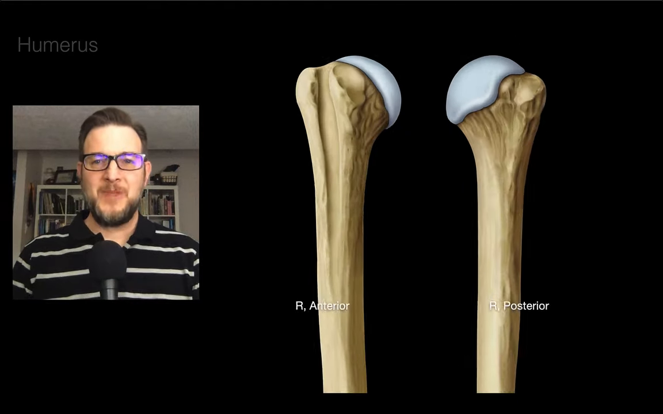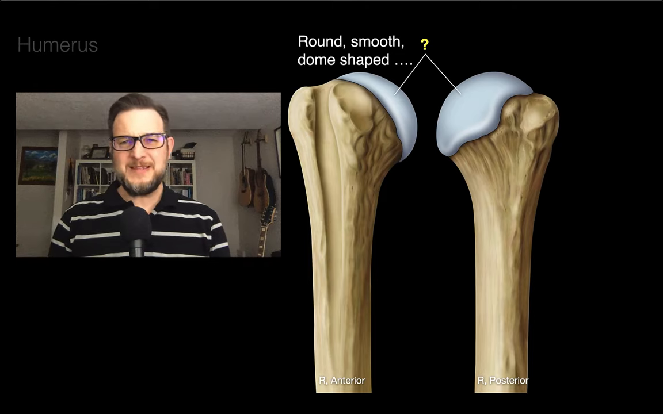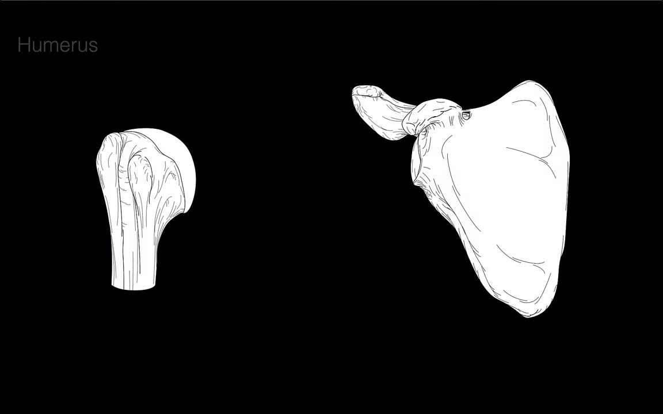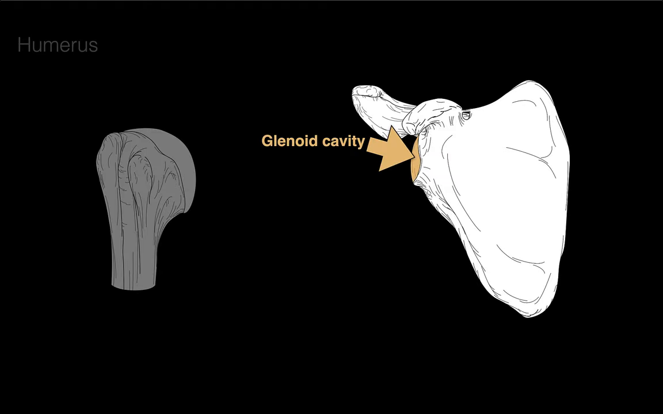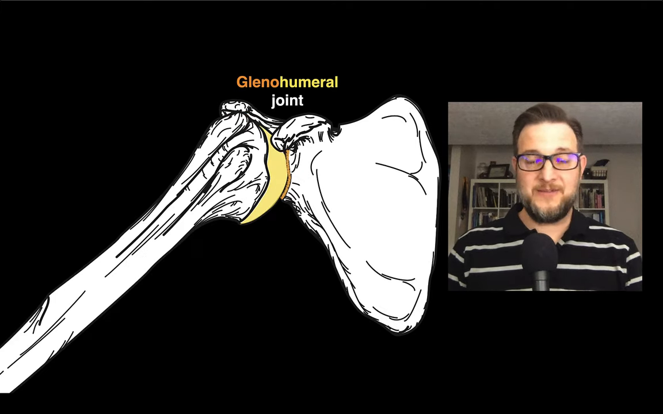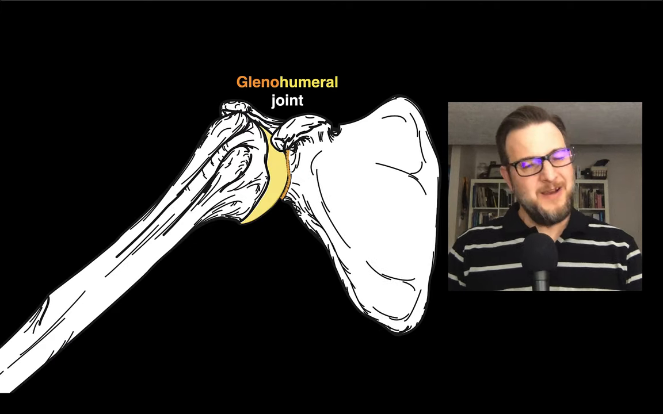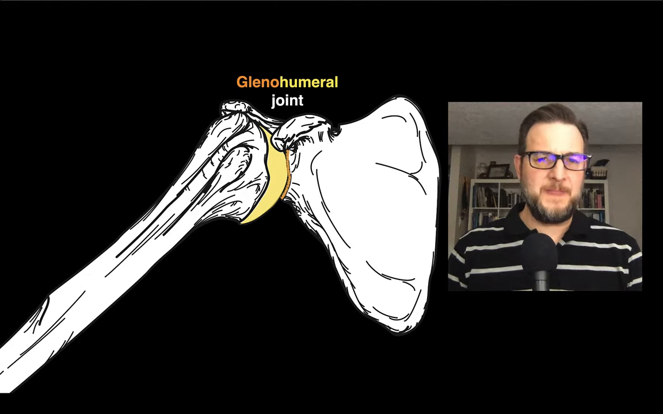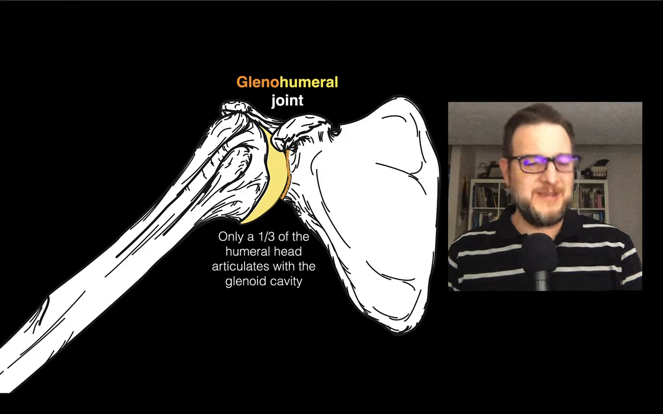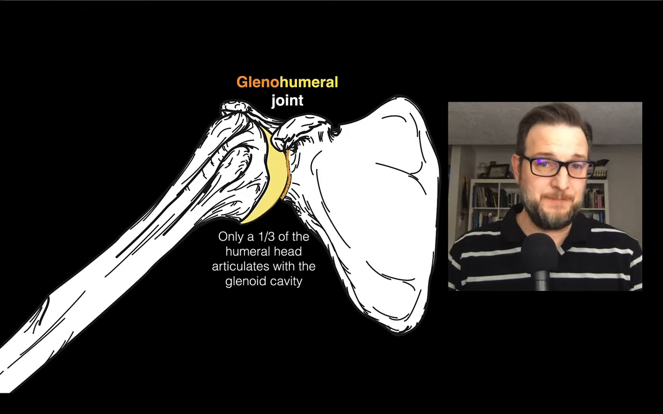Let's get started. First one, anatomists said, well, this thing is round and smooth and dome-shaped, so we're going to call it the head of the humerus. And we'll see that the head of the humerus articulates with the glenoid cavity of the scapula, and together they make the glenohumeral joint that has a lot of mobility, not as much stability, but a lot of mobility. Also, only about a third of the humeral head articulates with the glenoid cavity.